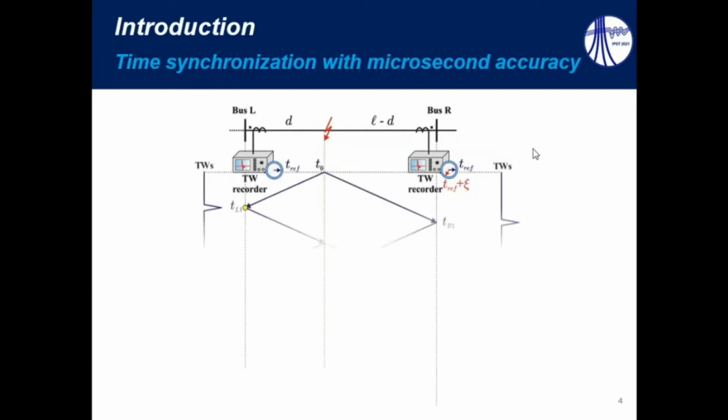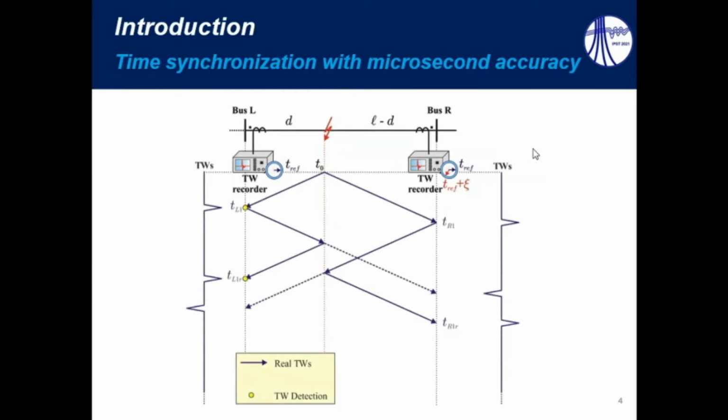Therefore, when a fault takes place on this line, it can be concluded that the real traveling waves will be measured correctly, considering the correct reference only at bus L. So we can detect here TL1 and TL1R, which stand for the time instant at which the reflection from the fault reaches the monitored terminal.